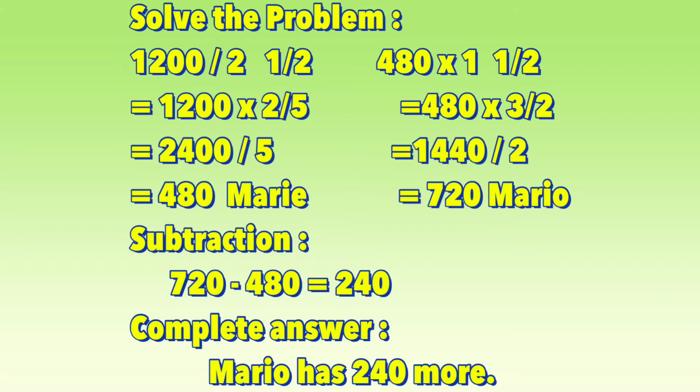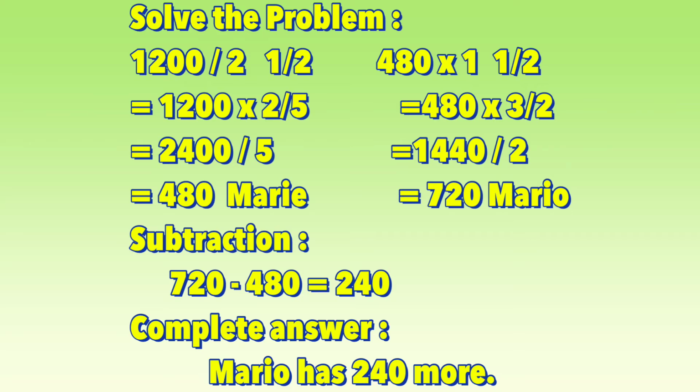Then multiply the whole number and the numerator. 1,200 times 2/5 now. And we're going to divide 2,400 divided by 5. We have 480, the share of Marie for the amount. Okay. Then next we're going to solve how much is Mario's amount. So we're going to multiply 480 times 1.5. So 480 times 3/2. Then 480 times 3, 1,440, divided by 2 equals 720 for Mario.